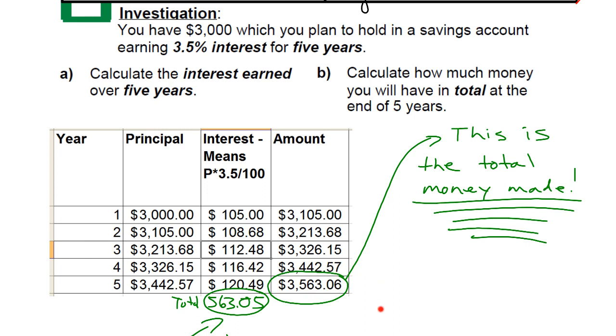Okay, so I just want you to be familiar with this, and if you ever see something called compound interest or GICs, this is how it is calculated.